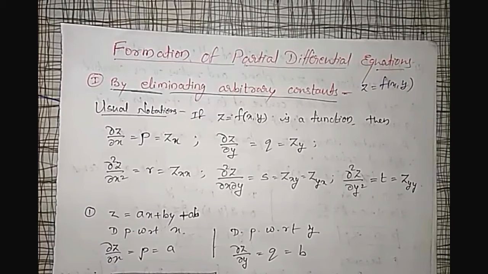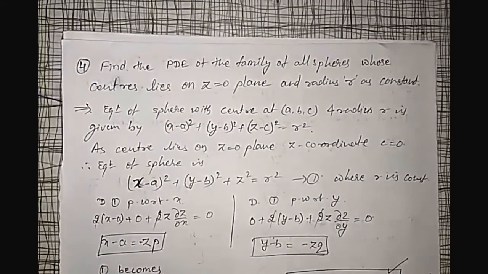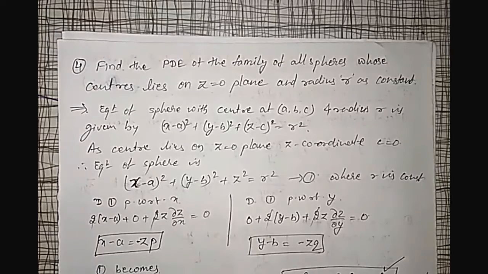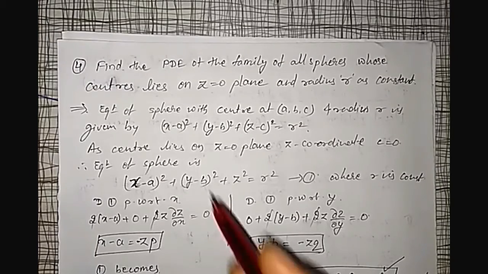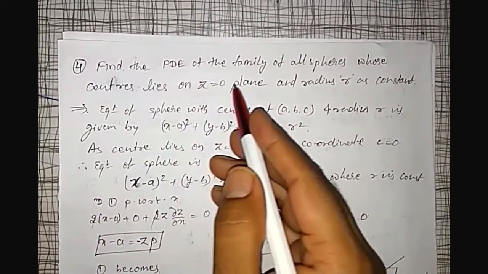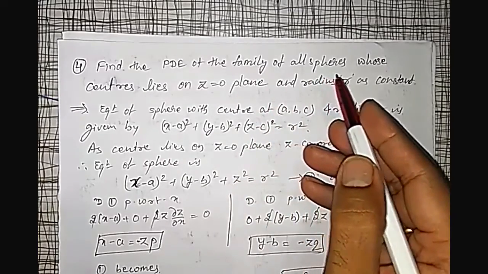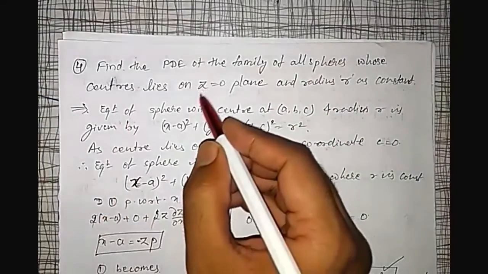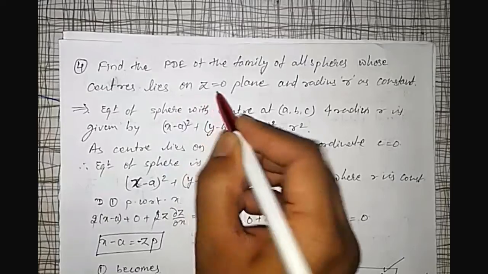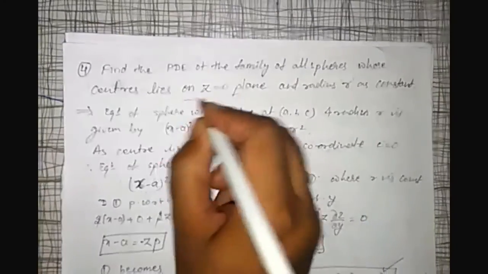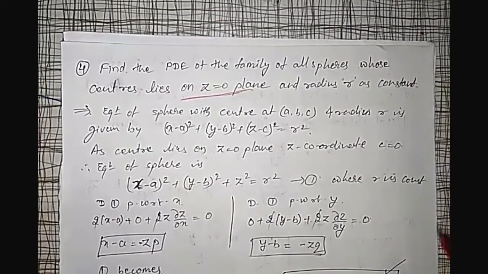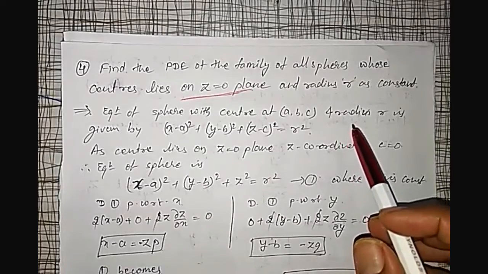Now some examples on forming the partial differential equation by eliminating arbitrary constants we'll discuss here. Let us form the partial differential equation PDE for the family of all spheres whose center is on the z equal to 0 plane. That is important, z equal to 0 plane, and having the radius r equal to constant.